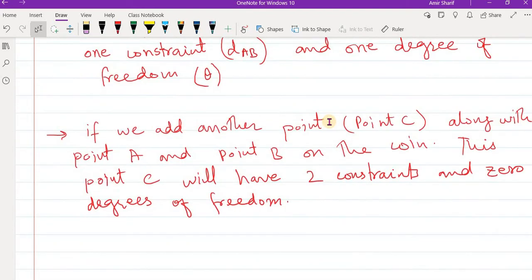Similarly, if we add one other point along with points A and B, one more point, which is point C, what happens? This point will have 2 constraints, 2 distances. Here I think I forgot to mention what the constraints are. So let's mention them here.